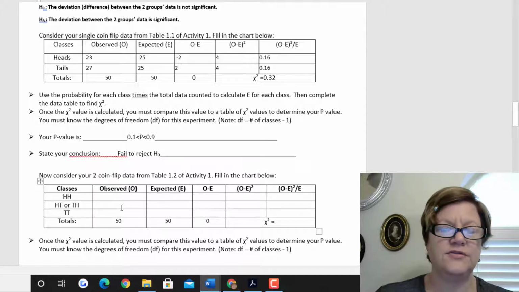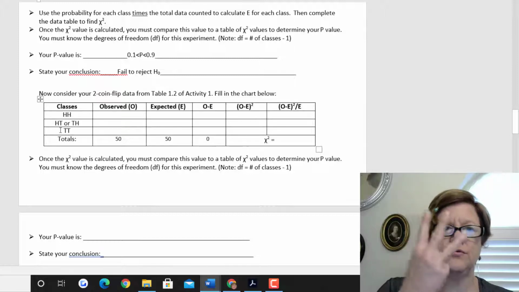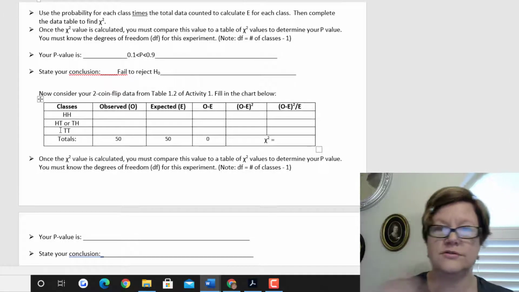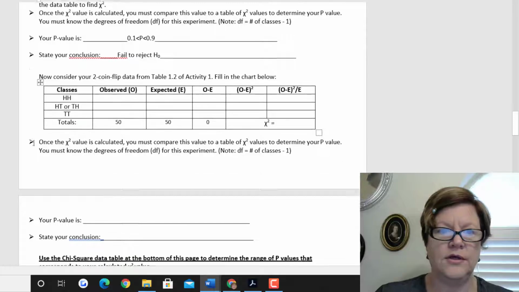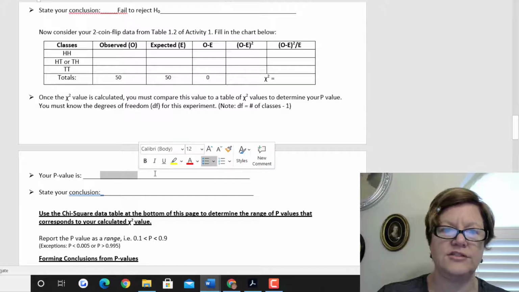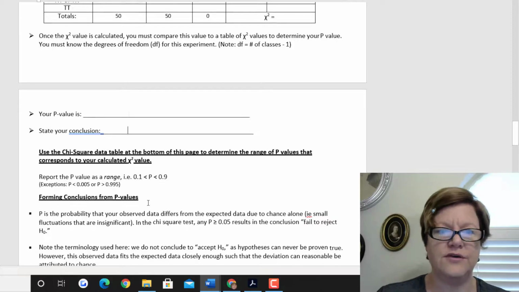You're going to fill in your observed and expected data for the two coin flip. In this case, you have three groups of data: the two heads group, the one heads and one tails group, and the two tails group. With three groups, your degrees of freedom will be one less than 3, so 2. You will use the line on the chi-square chart marked DF2. You'll determine your chi-square statistic, go to the chart and see what p-value matches with that, and it'll be a range. Then, based on what I've written here, you come up with the corresponding conclusion.